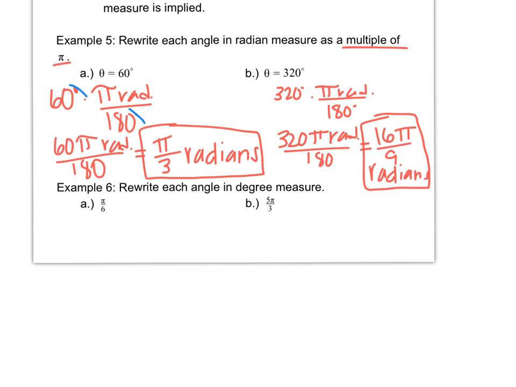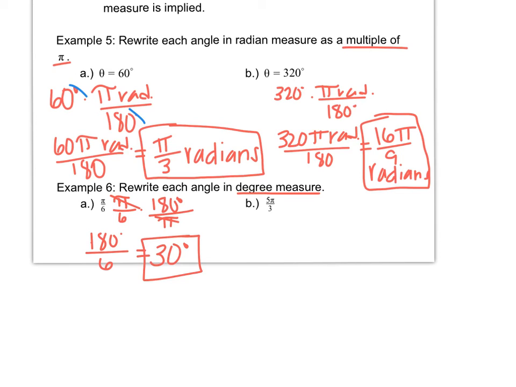Okay. And then for the last two, we're trying to change into degree measure. So remember that with degree measure, we're taking the value that we were given in radians and multiplying by 180 degrees over pi. So the pi's cancel, and we have 180 degrees divided by 6. 180 degrees divided by 6 would be 30 degrees. And so this is our angle measurement in degrees.